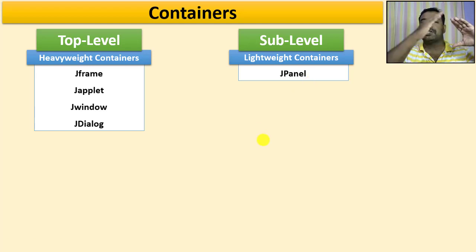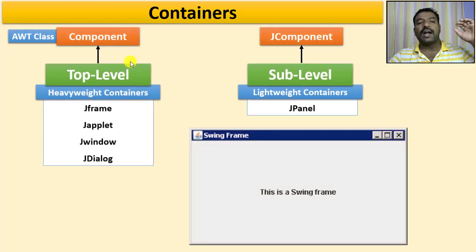We are going to have the frame. Inside the frame, I can divide this into sub panels, panel 1 and panel 2. Panel 1 can have a number of components. Panel 2 can have n number of components. This is what we had already seen. And now this top level component is going to derive directly from the AWT class. It's going to directly deal with the AWT class component, whereas the sub-level containers will deal with the JComponent class directly.